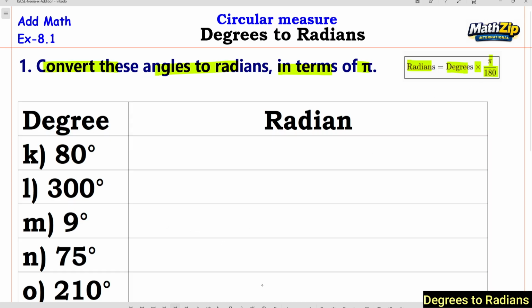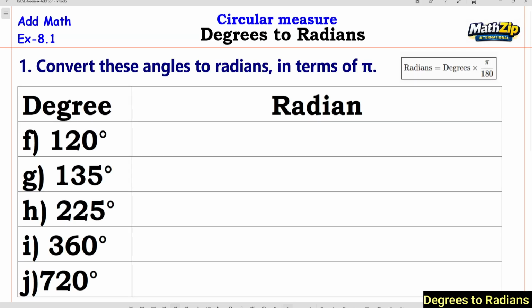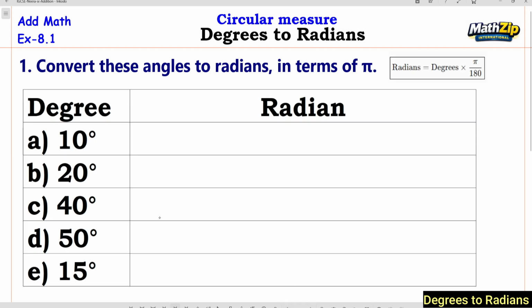So, first question. There are lots of questions. 10 degrees, number A: we can write 10 times pi by 180. Cancel the zeros, so 180 divided by 10 is 18. Our result will be pi by 18. This is our radians. So 10 degrees equals pi by 18.